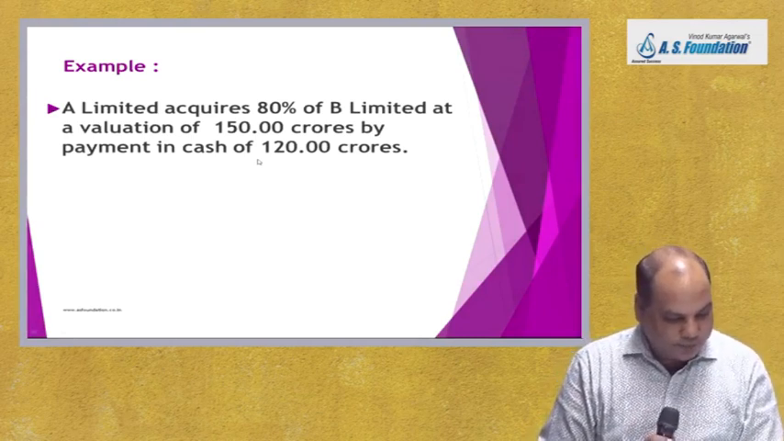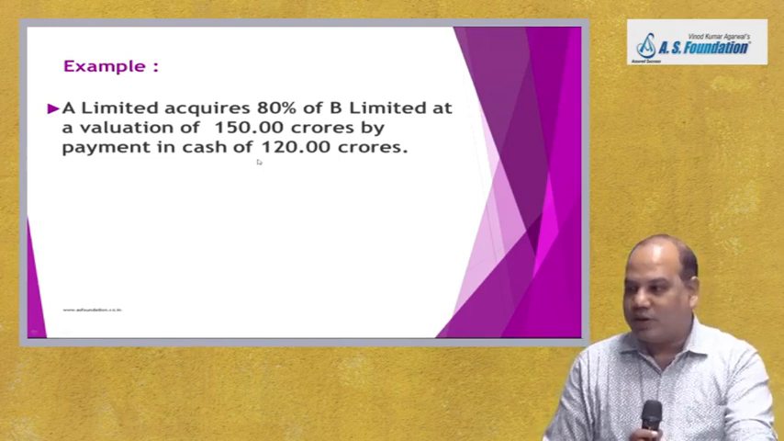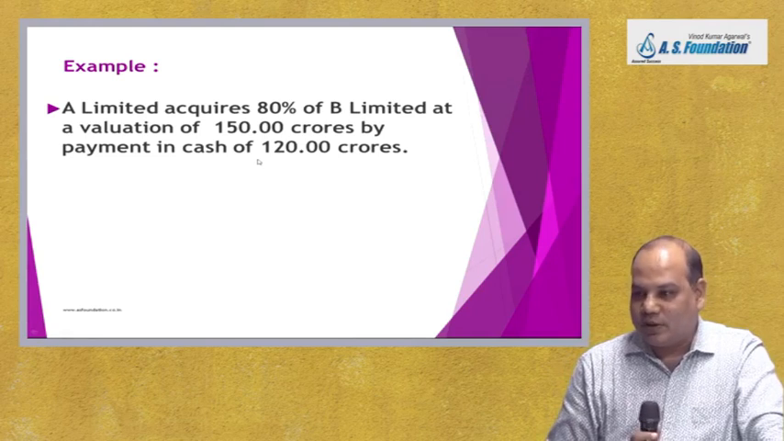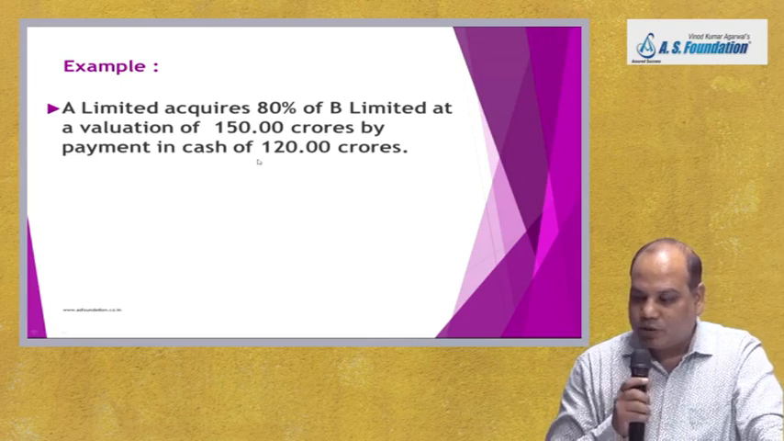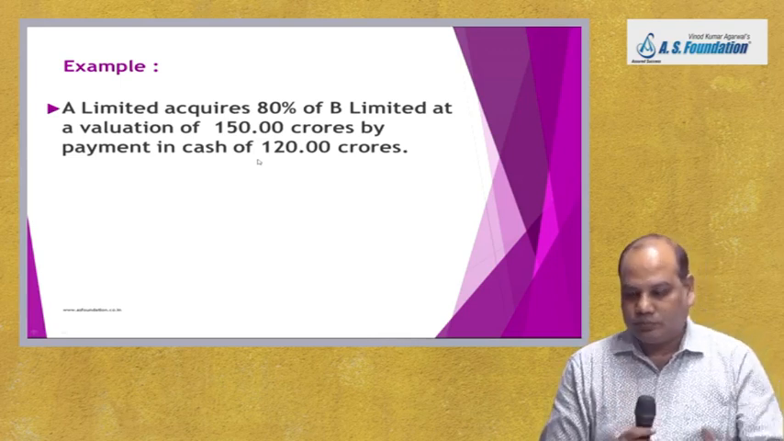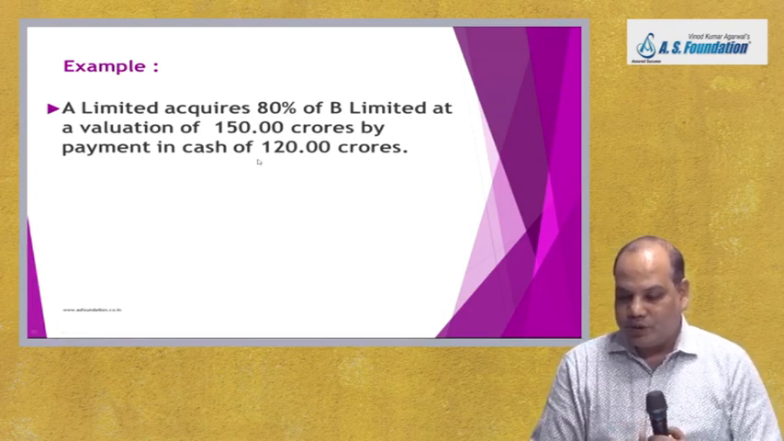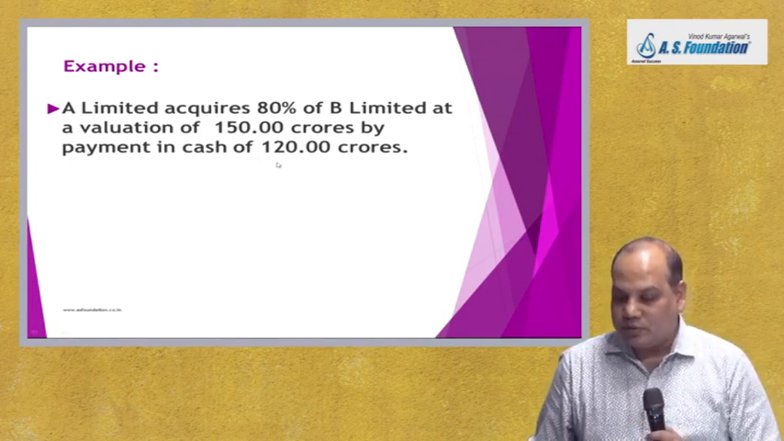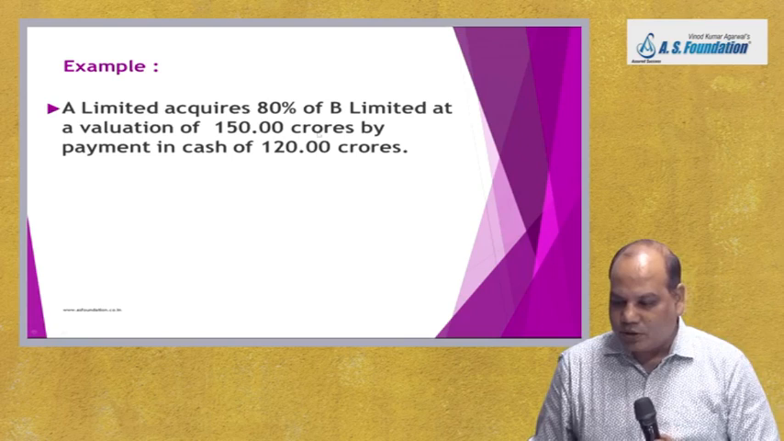Now we'll solve a small question there. First we'll do some warm-up exercise, okay, before the match begins. A Limited acquires 80% of B Limited at a valuation of rupees 150 crore by payment in cash of rupees 120 crore. So what is the total value of this subsidiary?